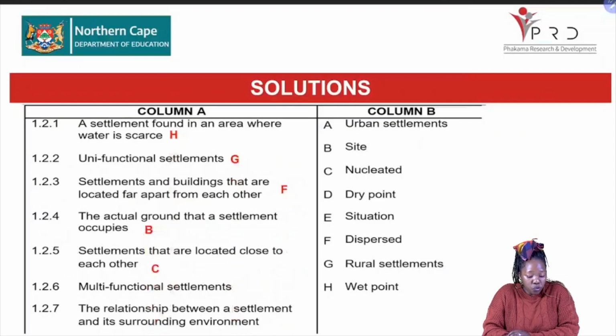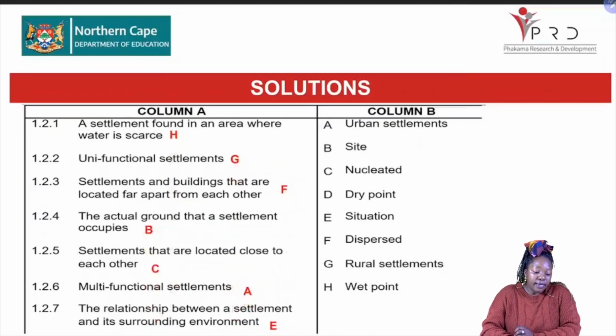Then your 1.2.6, multifunctional settlement. So again, multifunctional settlement is A, which is your urban settlement. Remember, they are focusing on more than one function, which is the secondary as well as the tertiary. Then your 1.2.7, the relationship between a settlement and its surrounding environment. Remember, we said it's the E, which is the situation, the things that you identify in that area before you choose to buy a site.